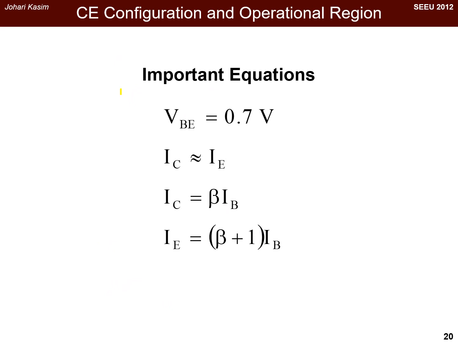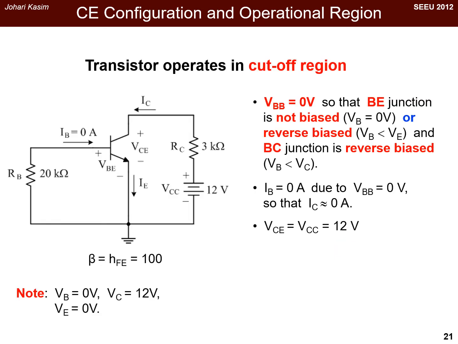This is the important equation that you must remember for your test and your final exam. In the active region, VBE is 0.7 volt, IC is nearly IE, IC is beta IB, and IE is equal to IB plus IC. And then after you solve the equation, you can get IE equal to (1 plus beta) IB.